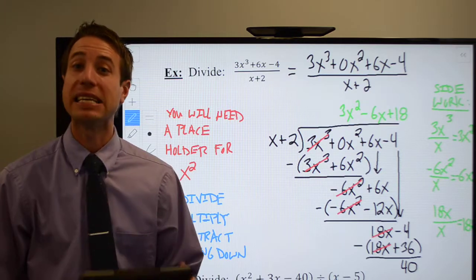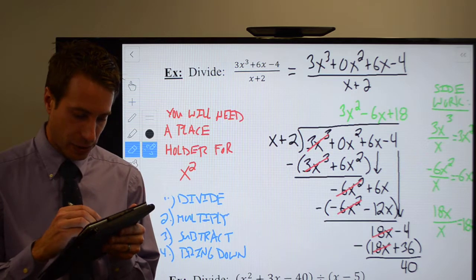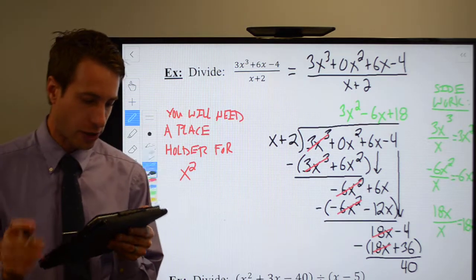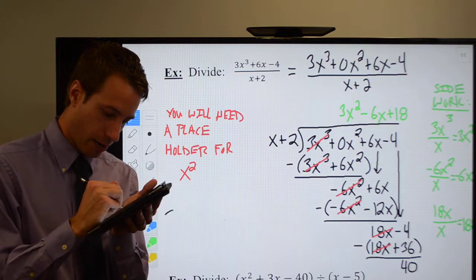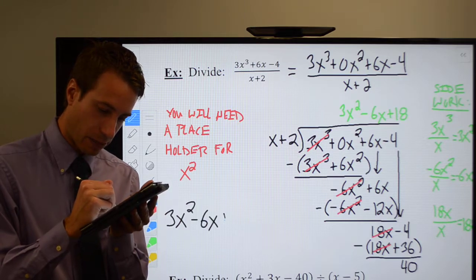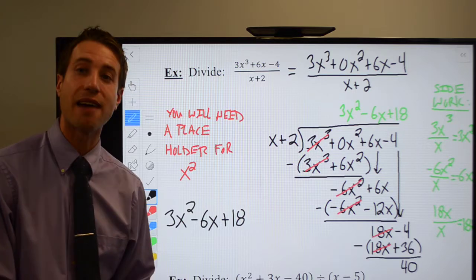I've completed the process. So now here's what you're going to do. Your final answer, let me write my final answer right over here. Your final answer is going to be your quotient, which is 3x squared minus 6x plus 18. And you do, in this case, have a remainder.